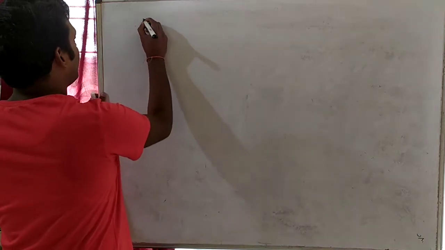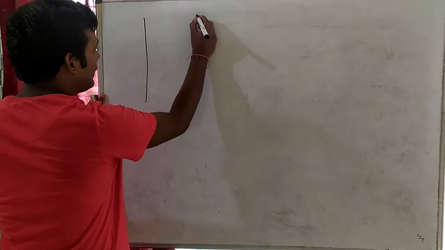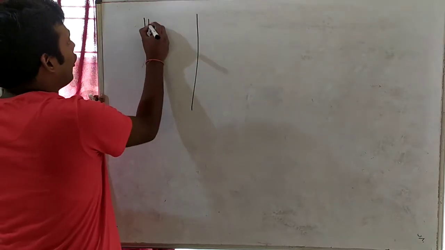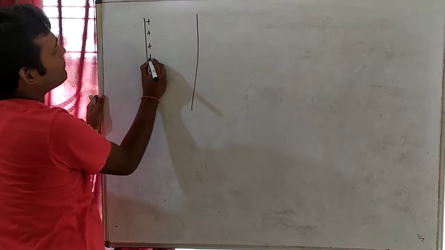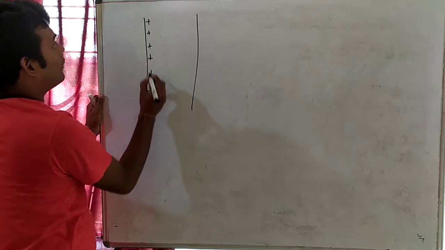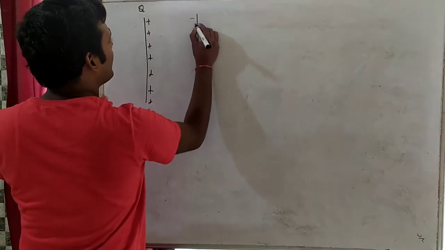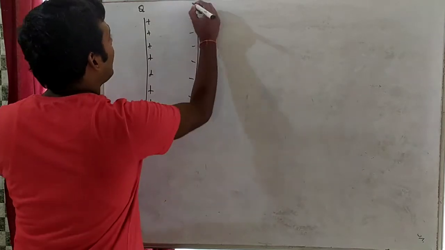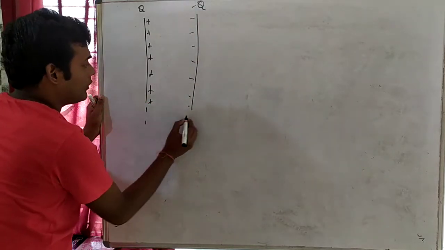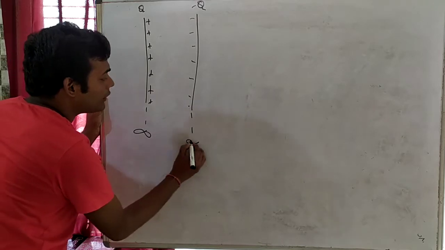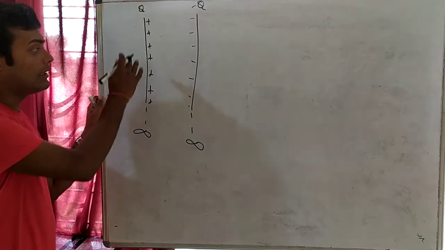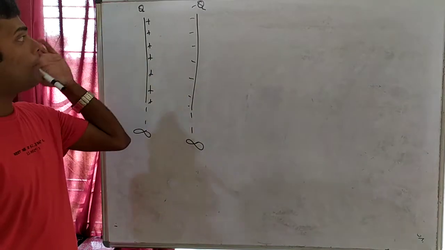Suppose this is a plate and this is another plate, and this is the first plate. On this plate, let's say plus Q charge is there. And on this plate, let's say minus Q charge is there, and let's say these are infinite plates. This plate length is infinite.